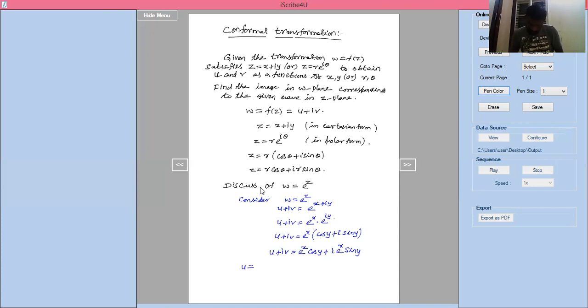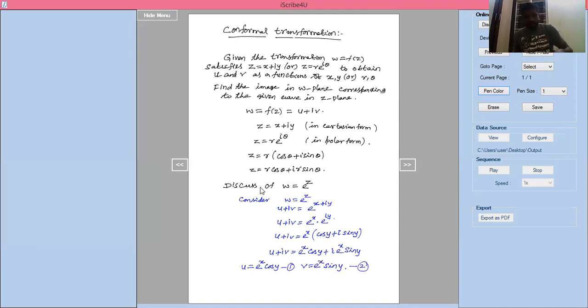Now what is that u? u is nothing but e power x into cos y. What is that v? v is nothing but e power x into sin y. One is u we can write, another one should be v. Now once I find out u and v values, u is equation 1 I'll take, and this v is nothing but equation 2 I can take.